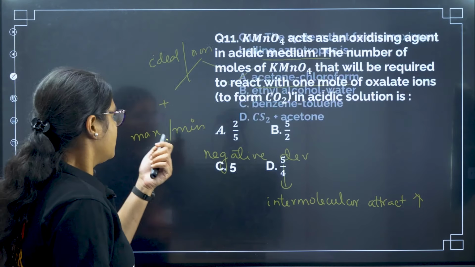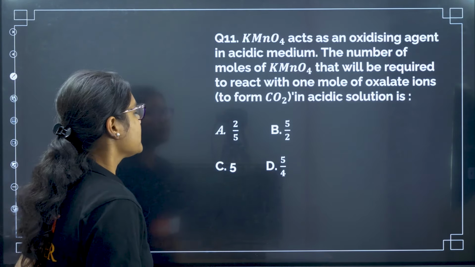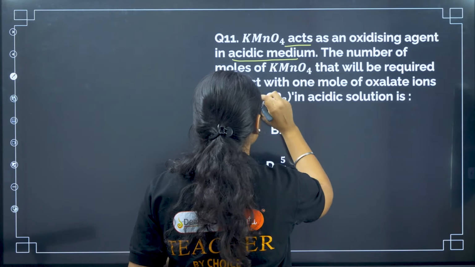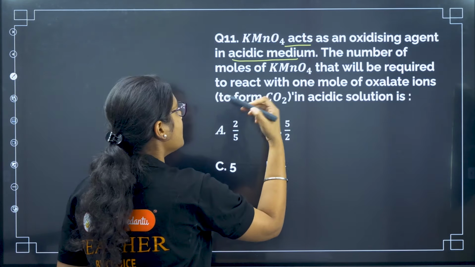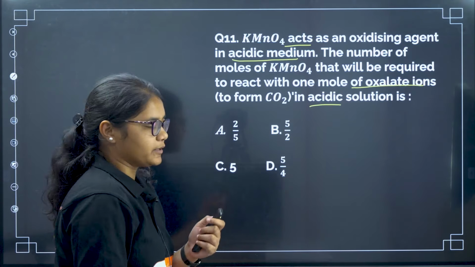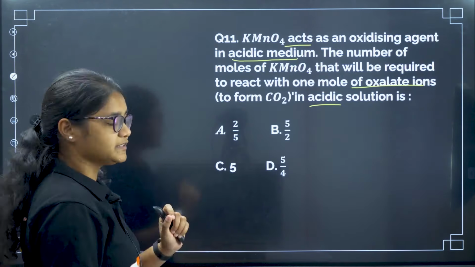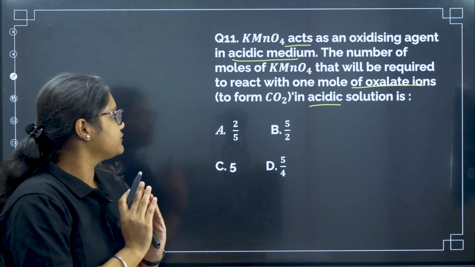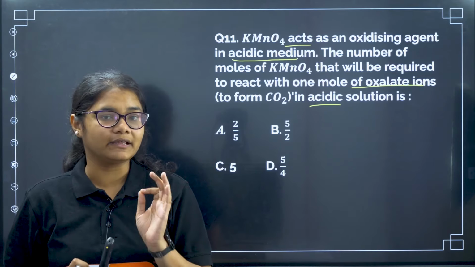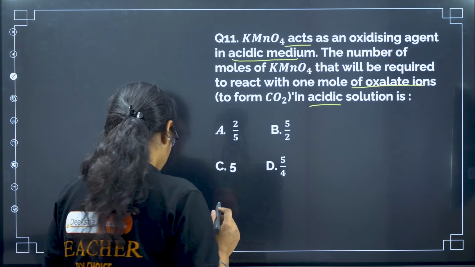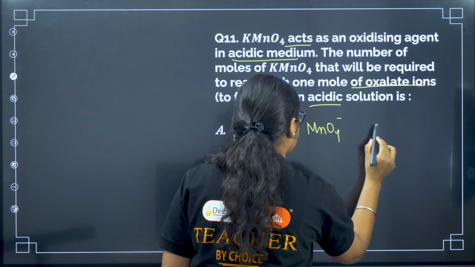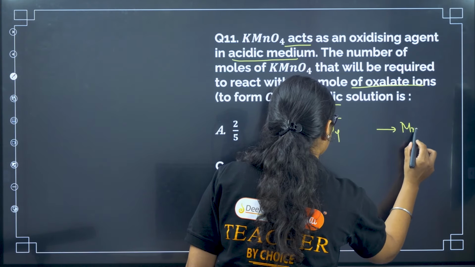Next. KMnO4 acts as an oxidizing agent in the acidic medium. The number of moles of KMnO4 that will be required to react with 1 mole of oxalate ions in the acidic solution is? So this question is a little important one. First you should know how to write the reaction. KMnO4 is an oxidizing agent, so itself it will get reduced, right? So MnO4 minus will get reduced to Mn2 plus.